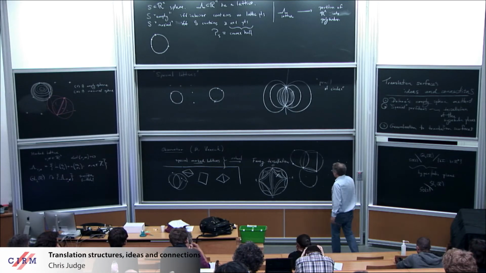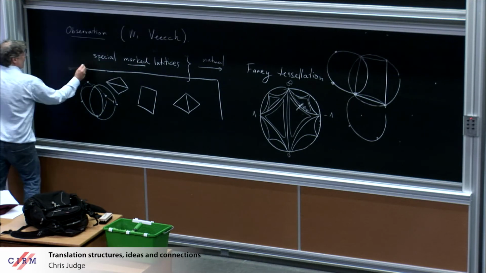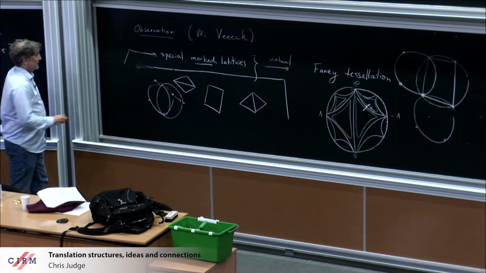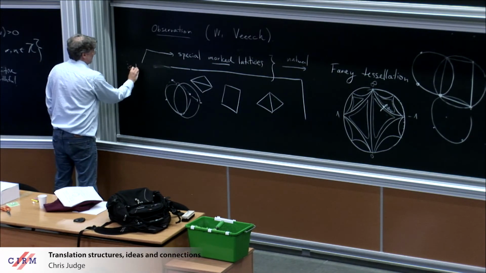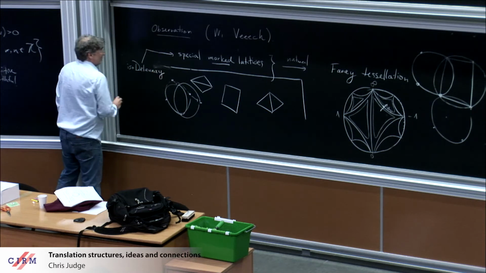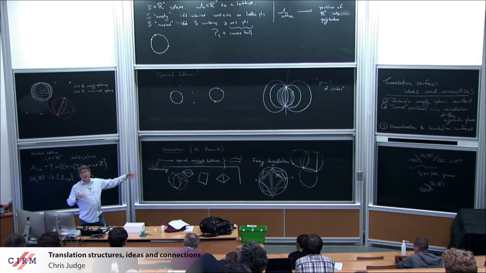triangulation changes. In particular, these special marked lattices, the terminology that was finally, I think, settled on is that these are iso-Delaunay. So in particular, this is the iso-Delaunay tessellation of the hyperbolic plane.